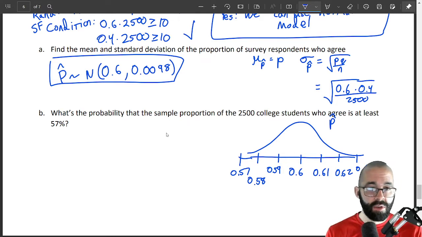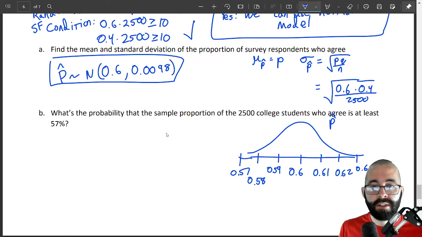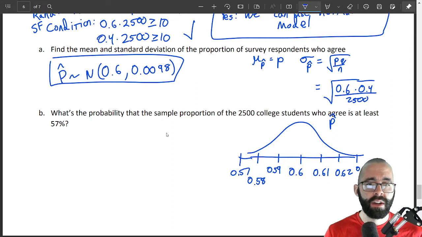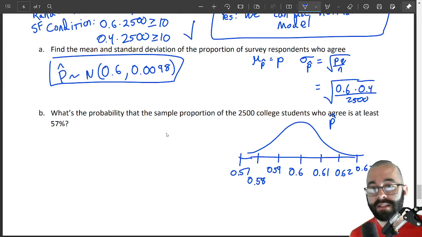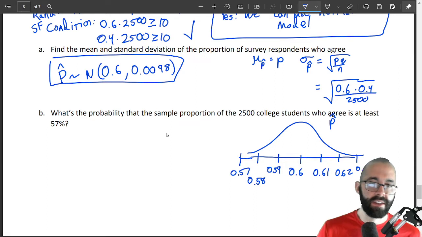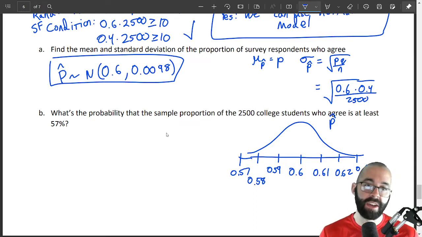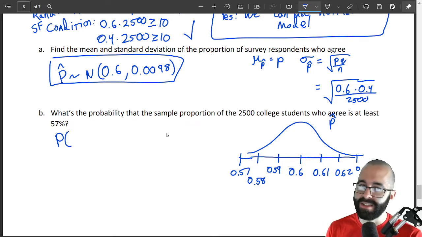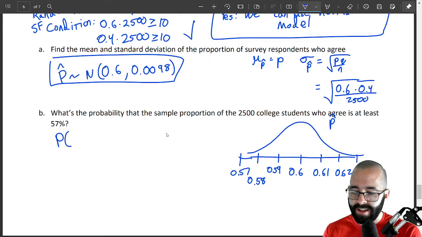So again, remembering what we know about a normal model, it's very unlikely for something to be outside of 2 standard deviations from the mean. So in this sample, it's very unlikely that more than 62% or less than 58% would agree that they like their online shopping experience. It's probably going to be around 60%. So what's the probability that the sample proportion is at least 57%?